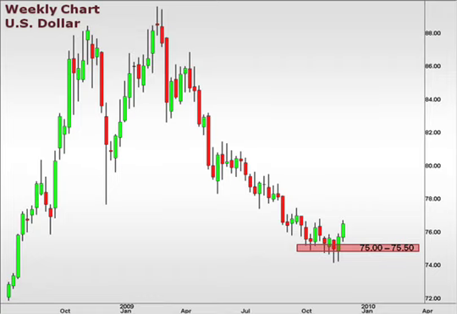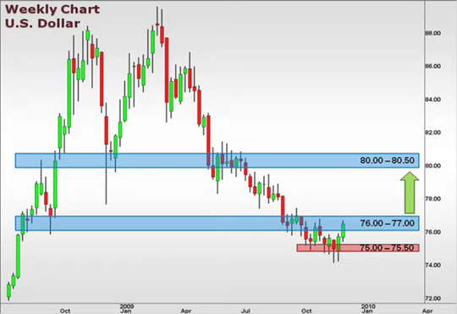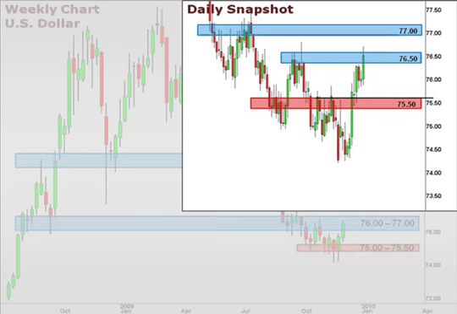And with a two-week rally into the 76-77 range taking place, we're not ruling out a retest of this support level. Now, if the dollar bulls can't hold this 75.5 level, then we expect a move back down that may extend as deep as 72. A break above 77 opens the window for a move towards the 80.5 box.